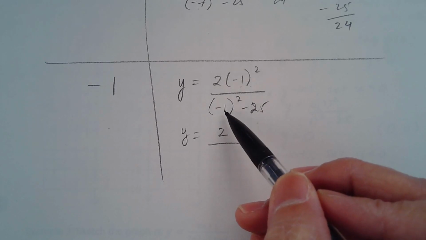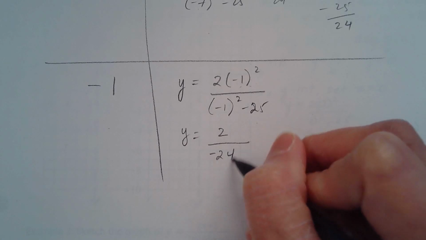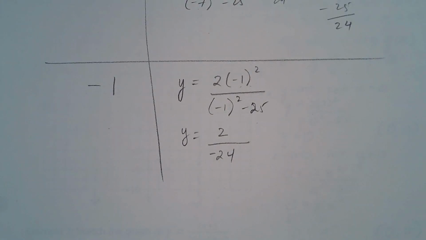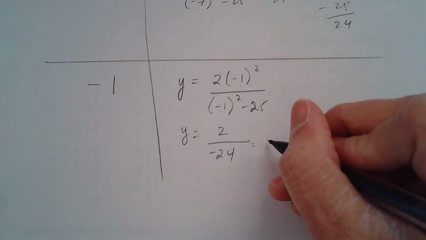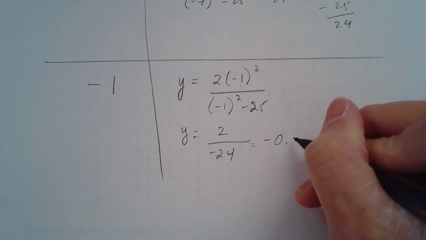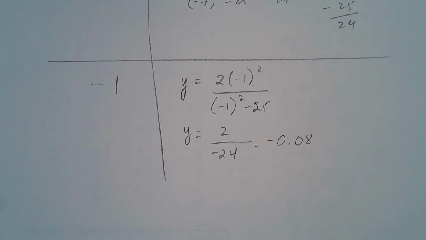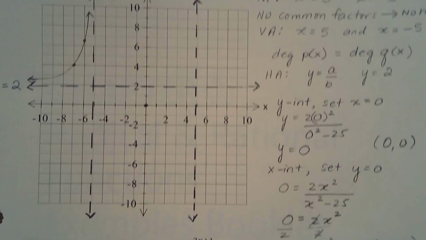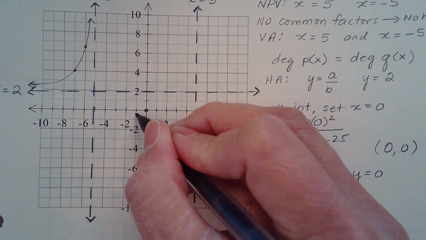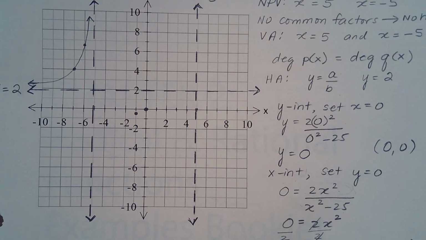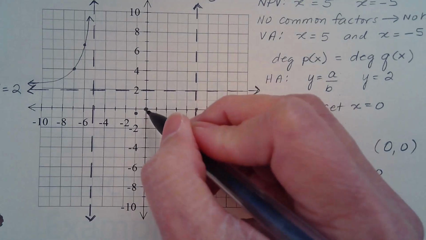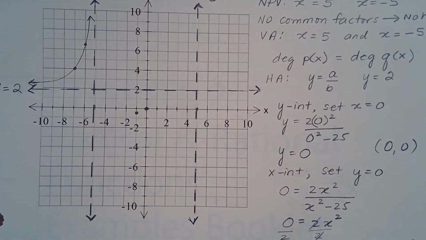It's going to be -24. Yes? And then 2 divided by 24 is approximately -0.08. So at -1, it's going to be -0.08, really, really tiny, right there. Okay, let's pick the positive one.